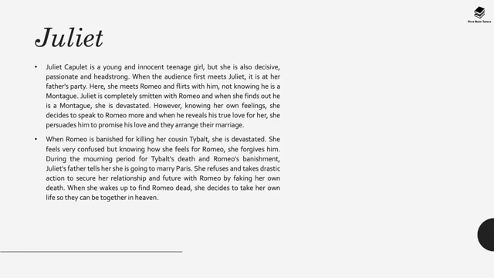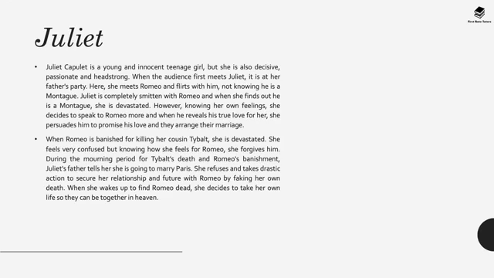However, knowing her own feelings, she decides to speak to Romeo more, and when he reveals his true love for her, she persuades him to promise his love and arrange their marriage. When Romeo is banished for killing her cousin Tybalt, she's devastated. She feels very confused, but knowing how she feels for Romeo, she decides to forgive him.